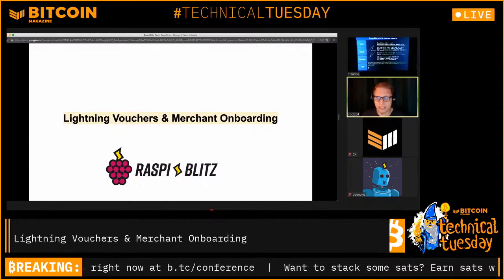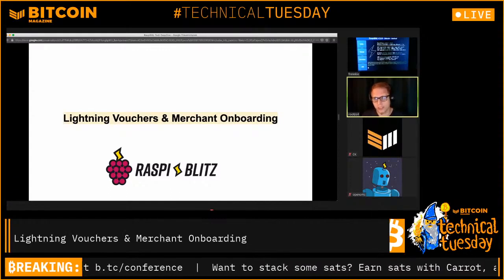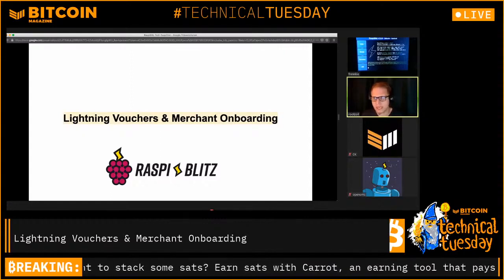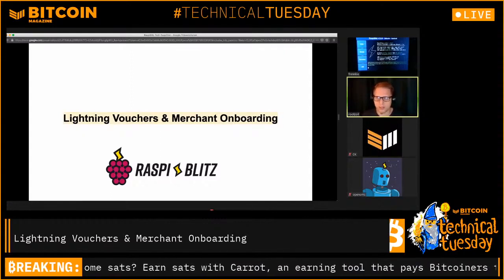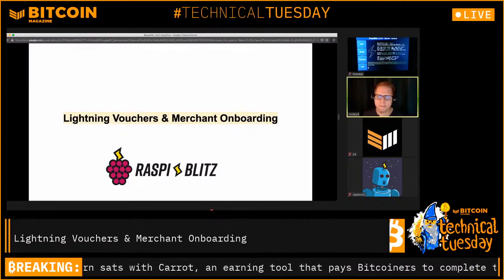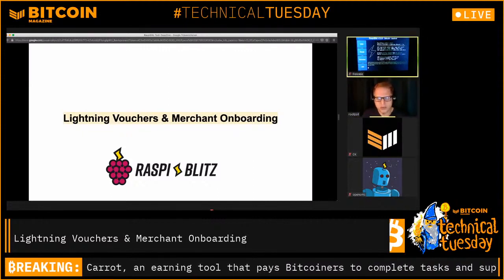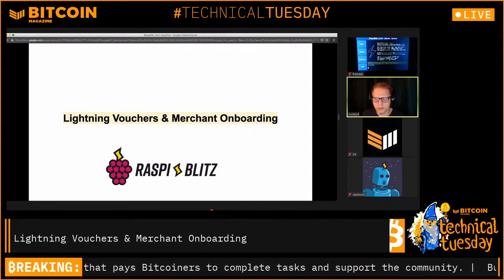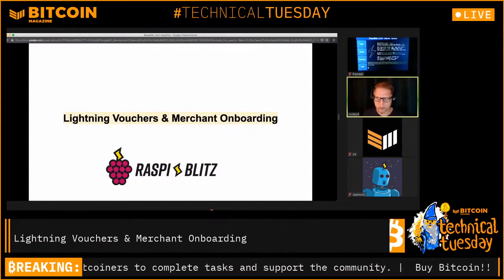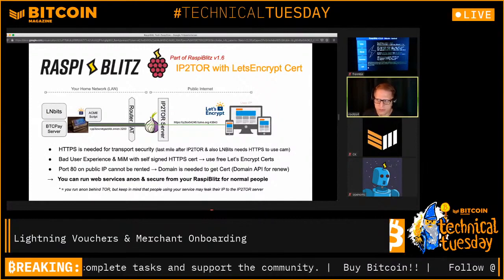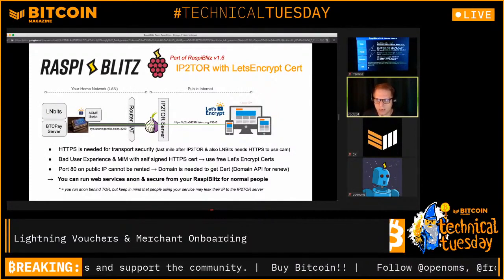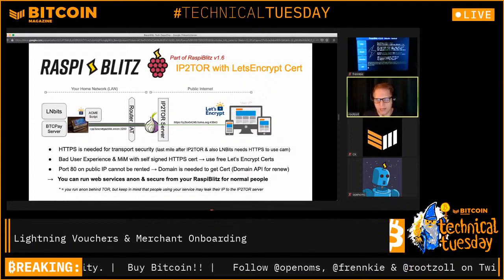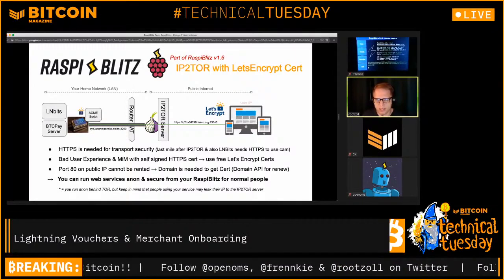One will be about lightning vouchers and merchant onboarding. Those are two new concepts we're working on for the Raspberry Blitz, and they're working with the Bits software. They're very focused, something you can do with your Raspberry Blitz in your local community. But one important part to get it ready, to set it up correctly and to make it available to the outside for your local community is to set it up behind IP2Tor, the Bits behind IP2Tor.